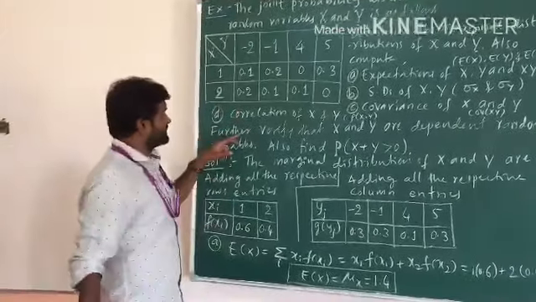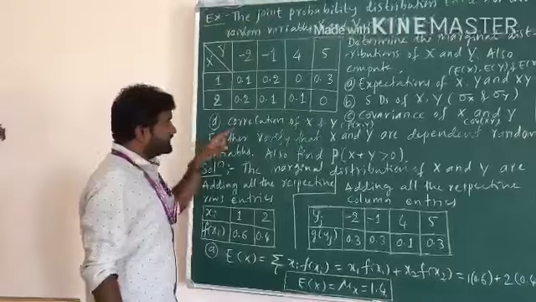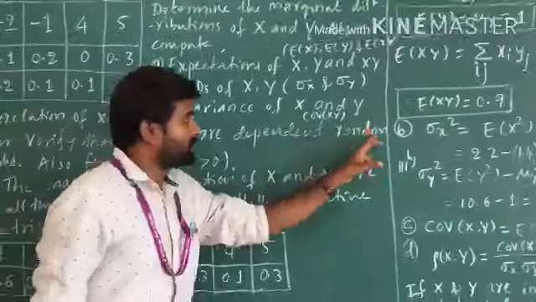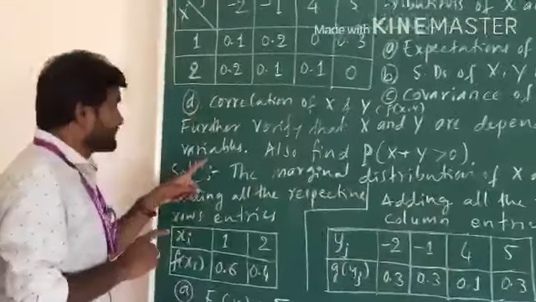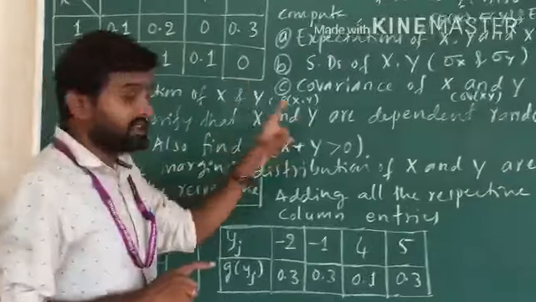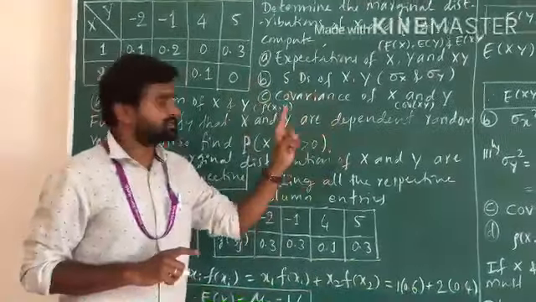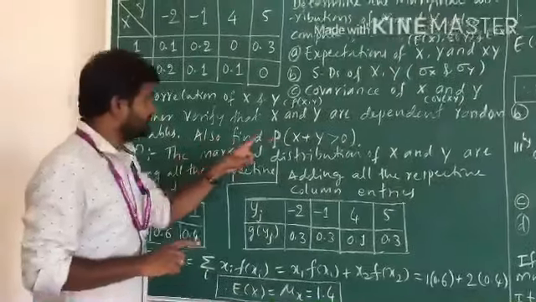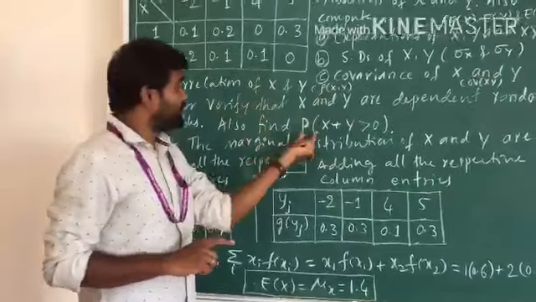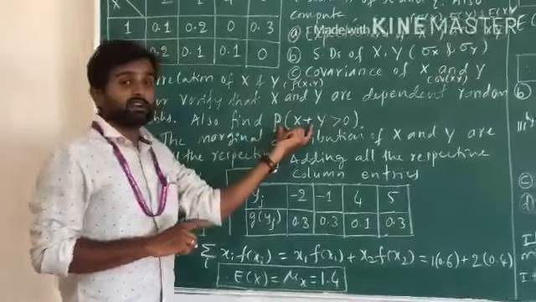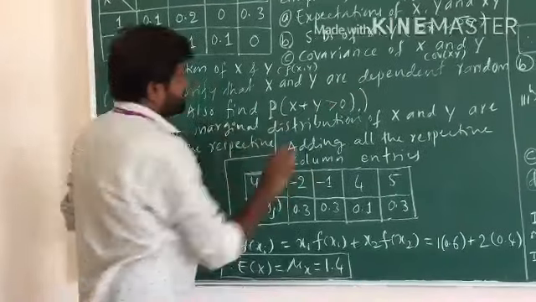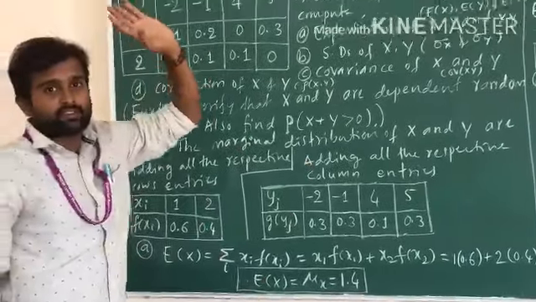Further, one more question: verify that x and y are dependent random variables. We have to verify that x and y are dependent variables, right? Also find P of x plus y is greater than 0, nothing but we need to find the probability of x plus y. Only this one is the extra question. The remaining is as it is in the previous example.